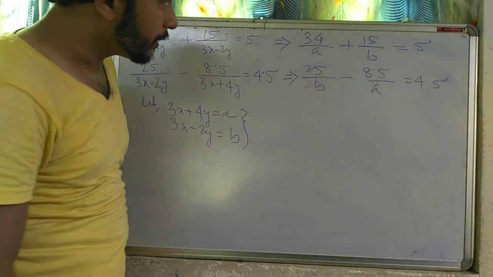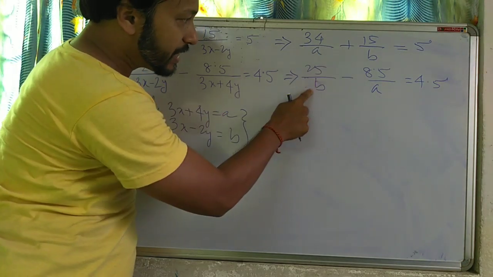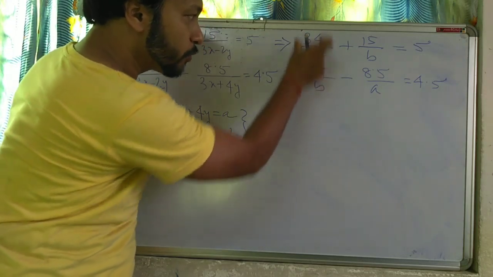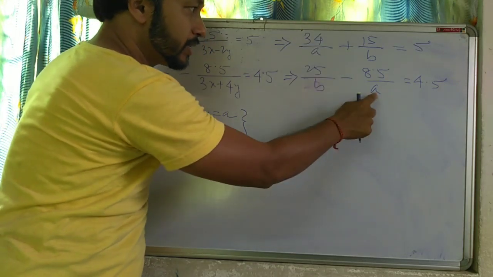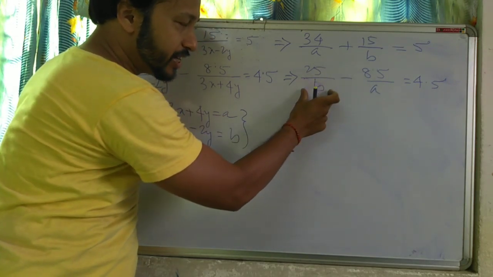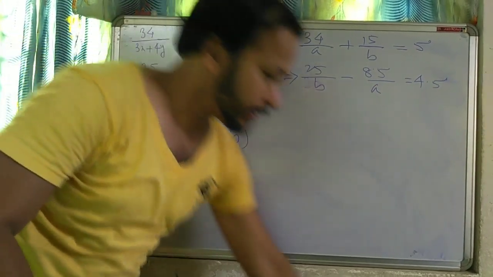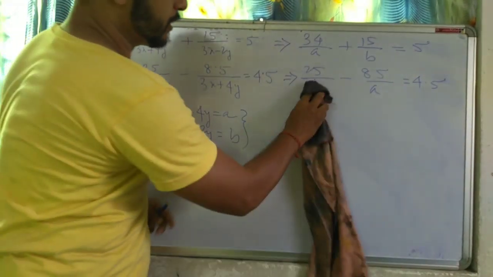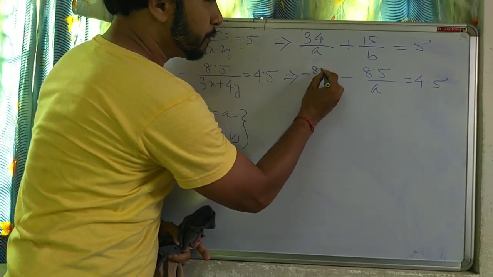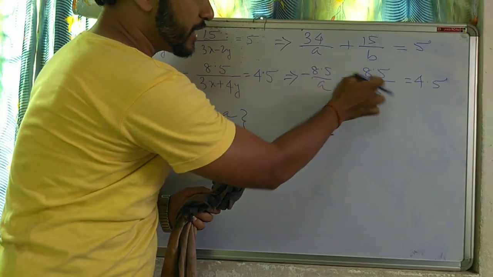Now, if you see this, here a is at first, b is at second. But here b is at first, a is at second. Let us take this here so that the sequence may match. Just to match it, minus 8.5 by a will write here and plus 25 by b will write here. Like this.